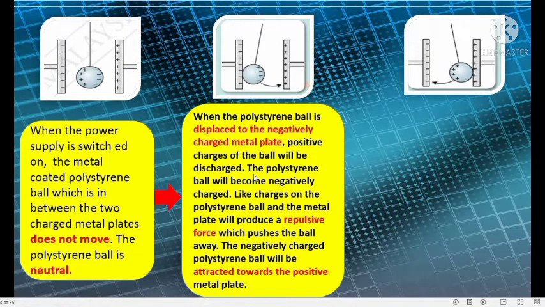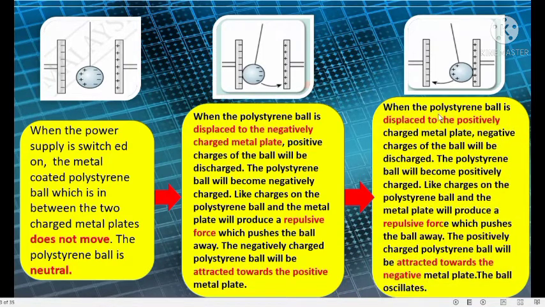So what happens to the ball? The polystyrene ball becomes negatively charged. The ball is negatively charged, the plate is also negative. It will produce a repulsive force. So the repulsive force pushes the ball away. When pushed away, the negatively charged polystyrene ball will be attracted to the positive plate, meaning it will touch the positive plate.